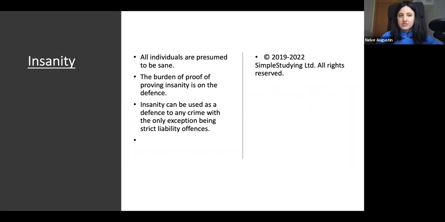Insanity is also another defense, often claimed. Generally, all individuals are presumed to be sane, and the burden of proof is therefore on the defense to prove that the defendant was insane. Insanity can be used as a defense to any crime, with the only exception being strict liability offenses. Strict liability offenses can be offenses like road traffic accidents.